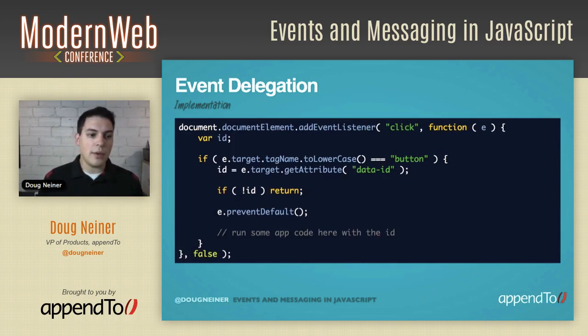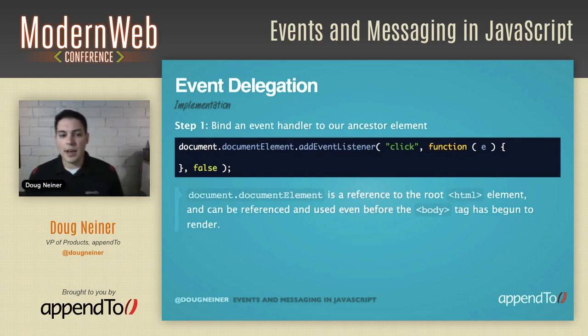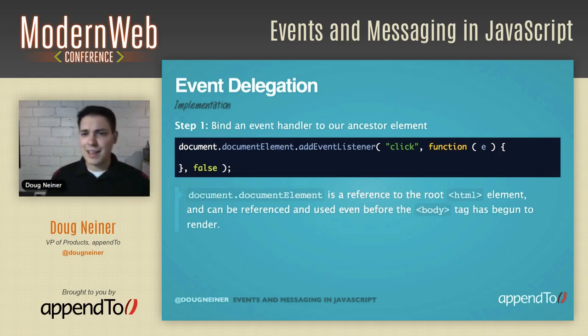So this is the code that we'd be running. At the end of the day, we'd be attaching to the document a click handler that would be looking for a button that has an attribute of data-id. That's the long and short of what we're doing. And then it's going to do something with that ID. So the first step we're going to have is we're going to bind an event handler to the ancestor element. So in this case, the ancestor element is document.documentElement. This is a quick reference to HTML, so you don't have to do find element by tag name or do anything crazy to get the HTML element. Just document.documentElement is the HTML element and is available as soon as you have code running.